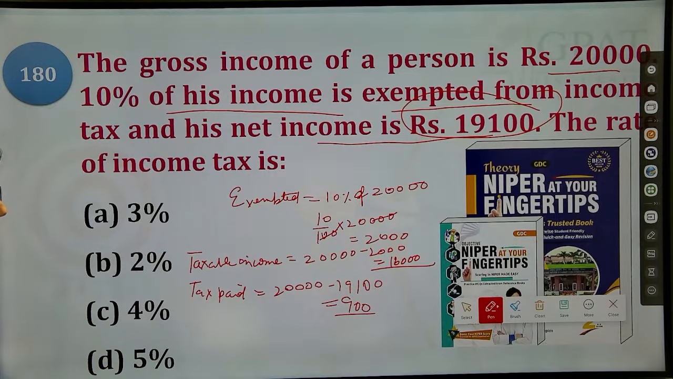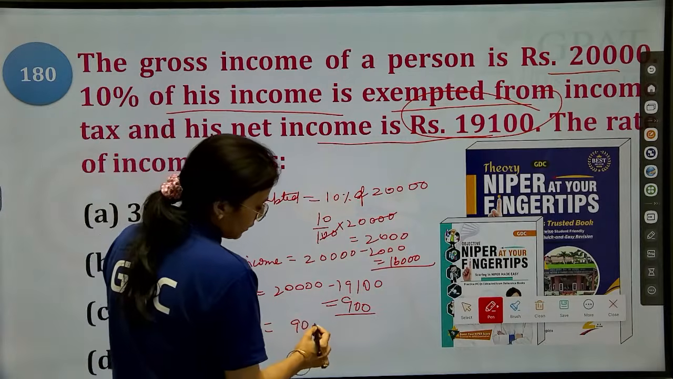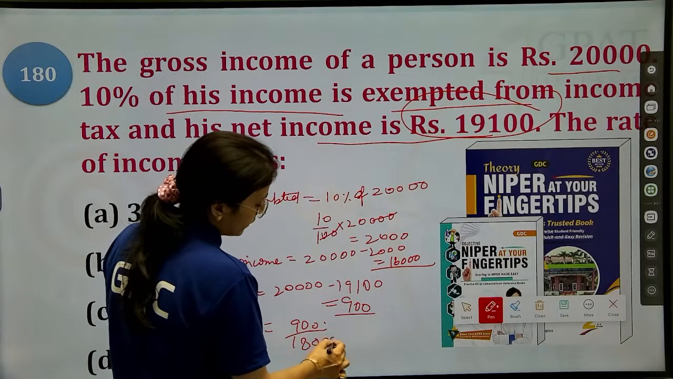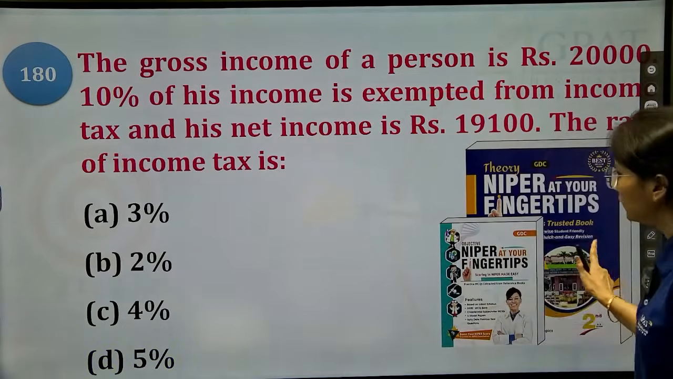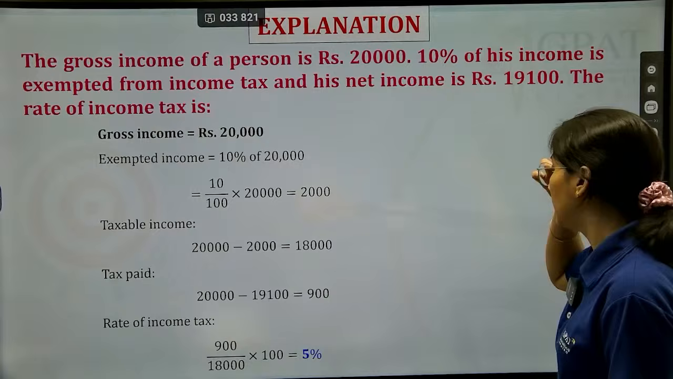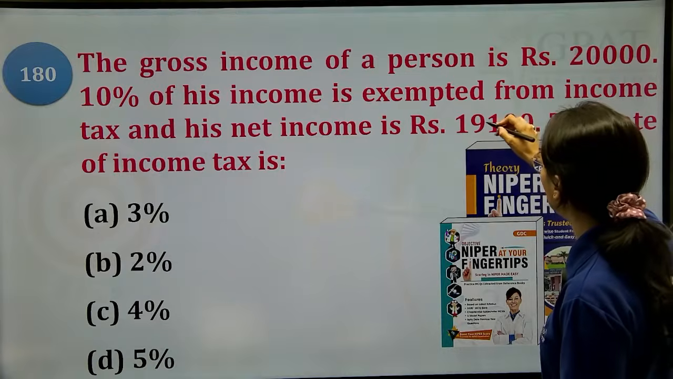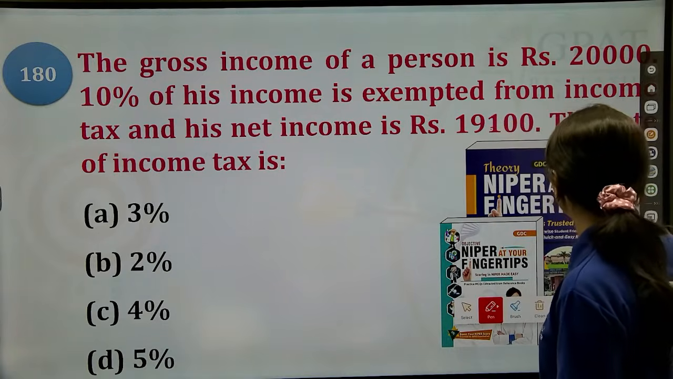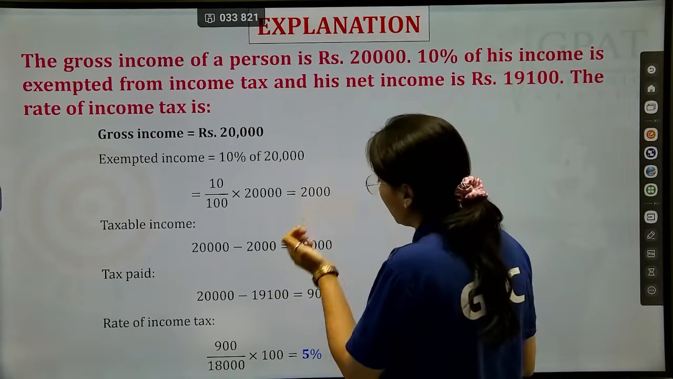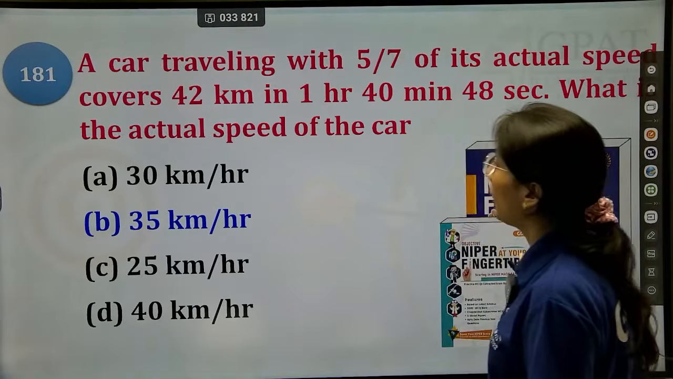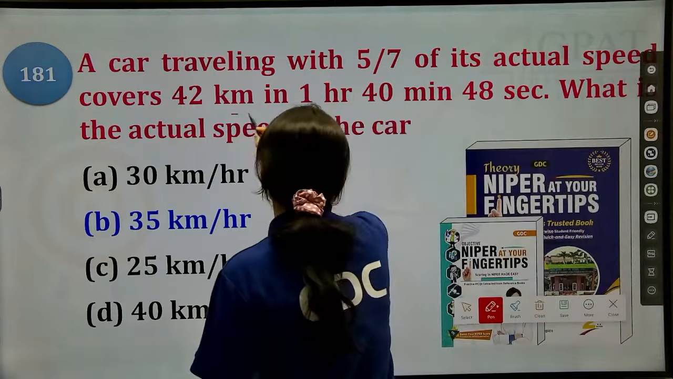So 900 upon 18,000 multiplied by 100. So we will get the answer, that is 5%. So in this question, if you see there is 19,000, we will get what? That is 900.